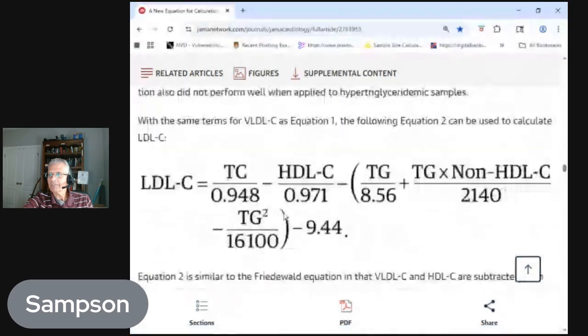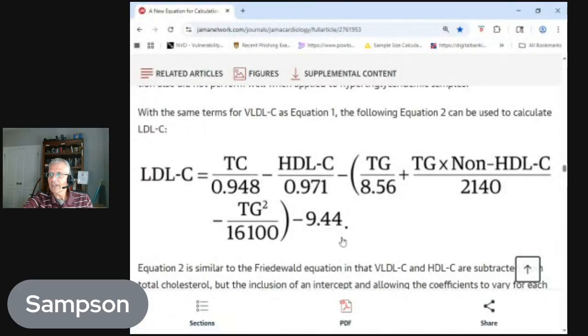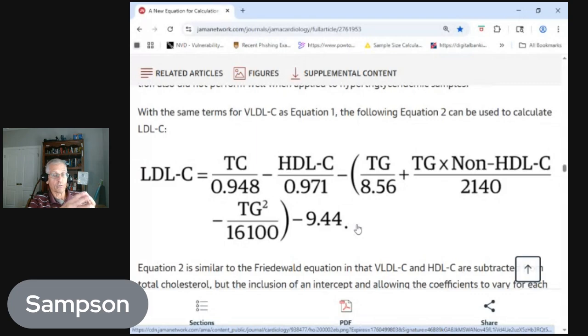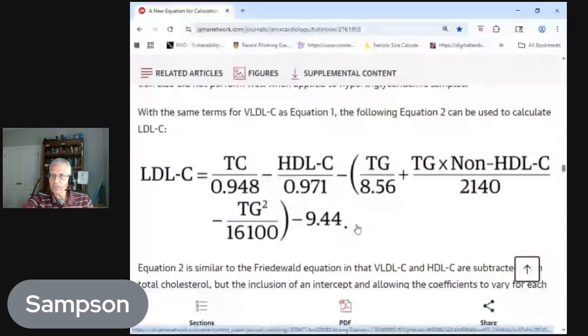Anyways, this is the one that I used right here. This is the Sampson equation. It's called equation 2. And this is the one that I put up there. So check to make sure that my translation into Excel was correct on this whole thing. But this is the Sampson equation, and this is what came out of this study.